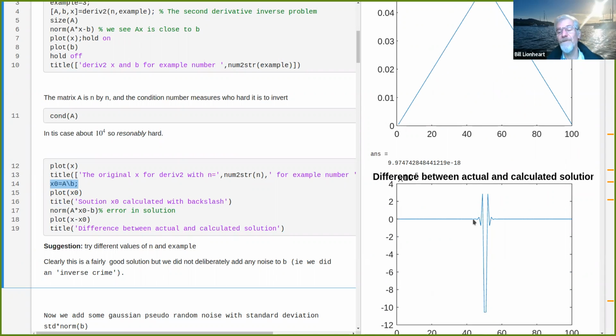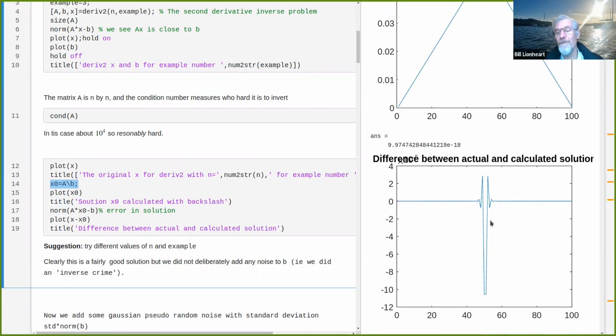And if we take the difference between the x and x0, we see, apart from a little bit near the middle, and I'll wipe this out, that's errors on the scale of 10 to the minus 5. So that works fine. There's no difficulty with it. We did the inverse crime, as we say, of using the same matrix A as was used to make the data B, and also doing it at the same level of discretization, using the same numerical approximation.